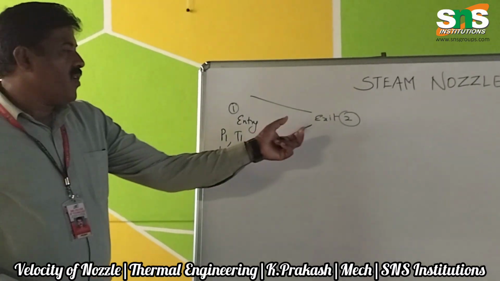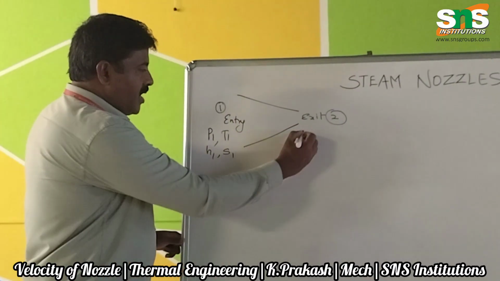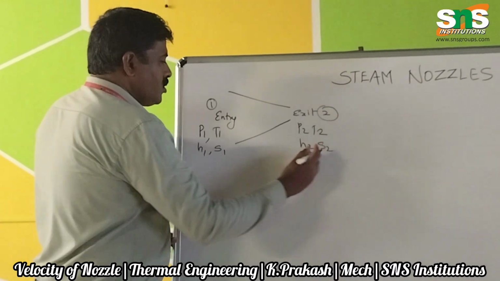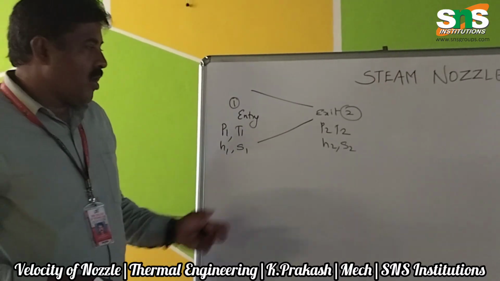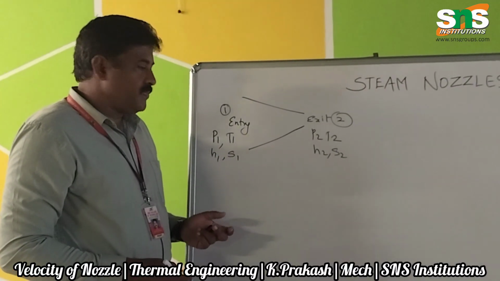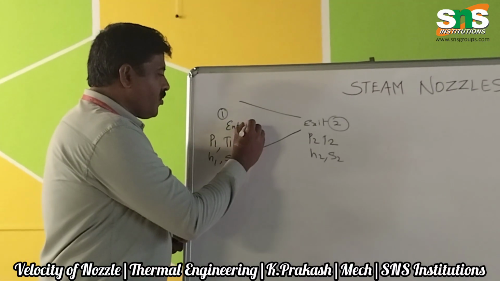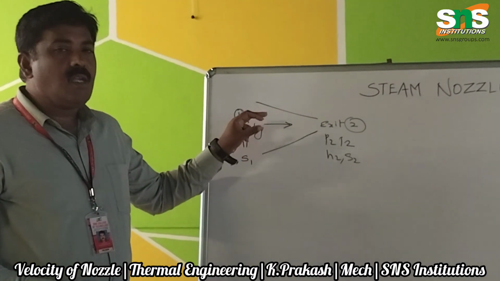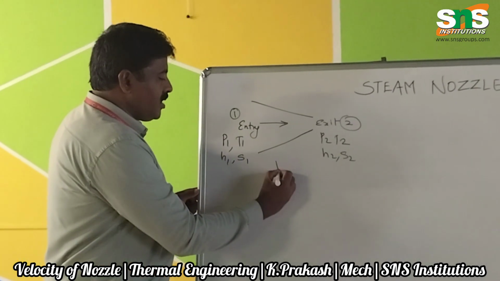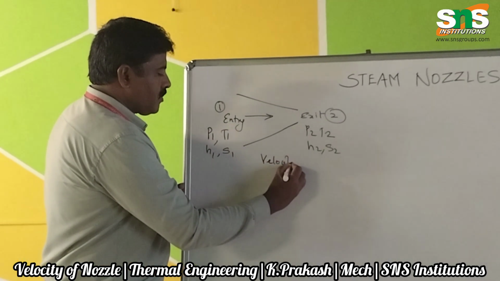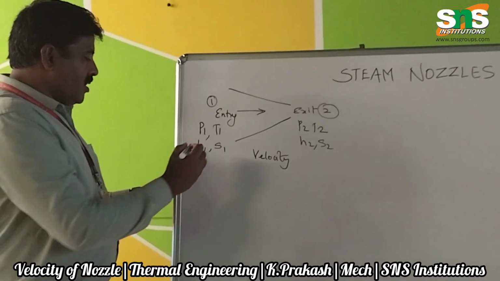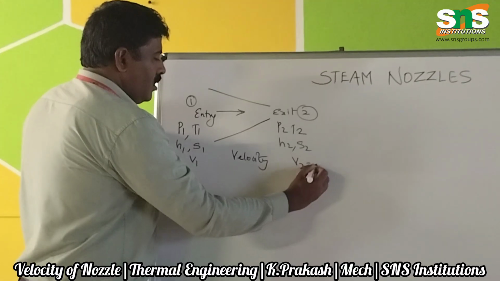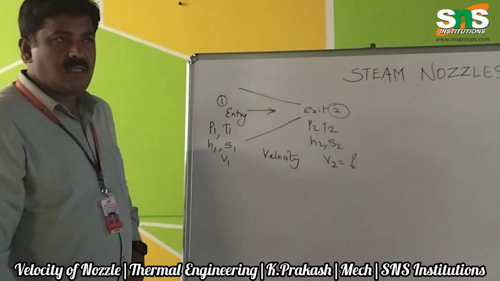Same way, the values we find at the exit are considered as P2, T2 and then H2, S2. So these are some of the properties. Other than that there are more properties. Now the steam is flowing inside the nozzle. As we discussed in the previous video, it increases the velocity. That is the main purpose. So now the inlet velocity is taken as V1 and the exit velocity is taken as V2. Now we are going to find the exit velocity V2.